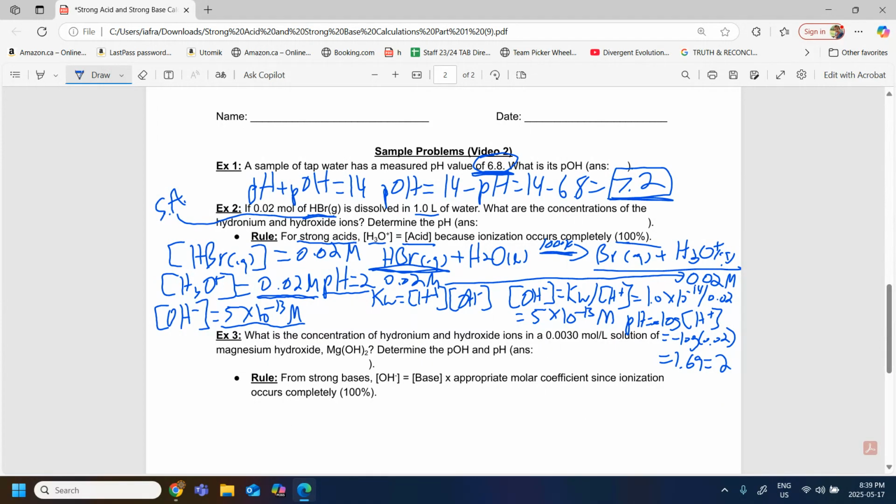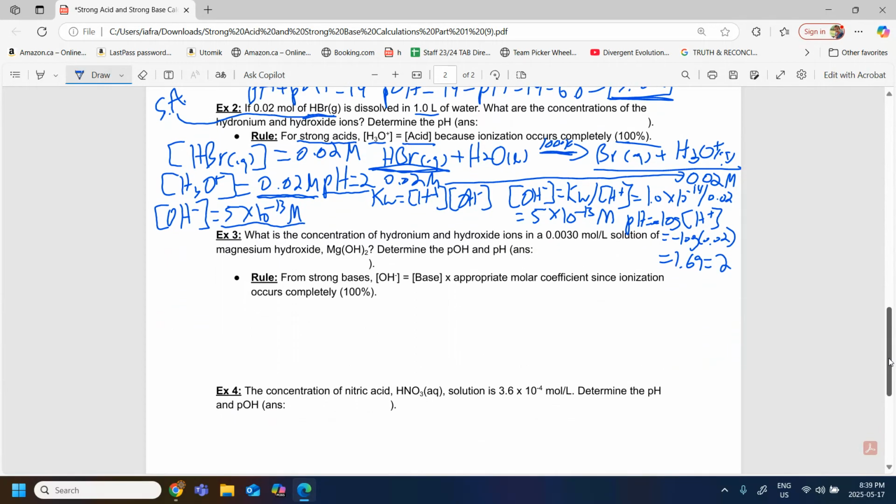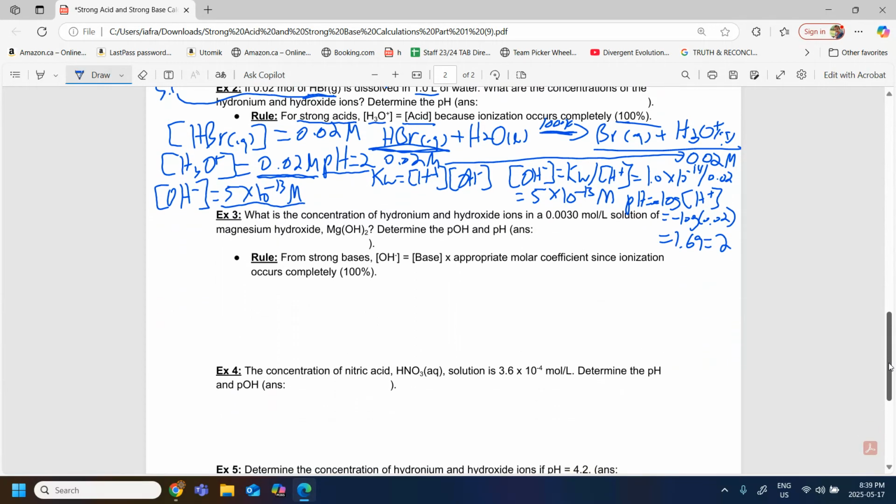This would not work for a weak acid. You'd need something a little bit different here. All right, we're going to go ahead and try a similar approach with a strong base. So what is the concentration of hydronium and hydroxide ions in a 0.0030 mole per liter solution of magnesium hydroxide? Determine the pOH and the pH.